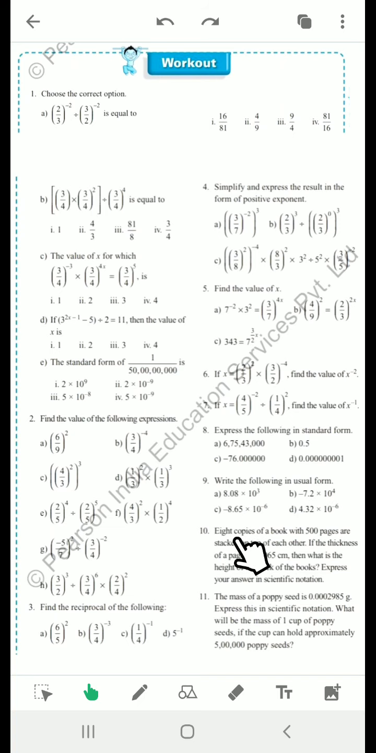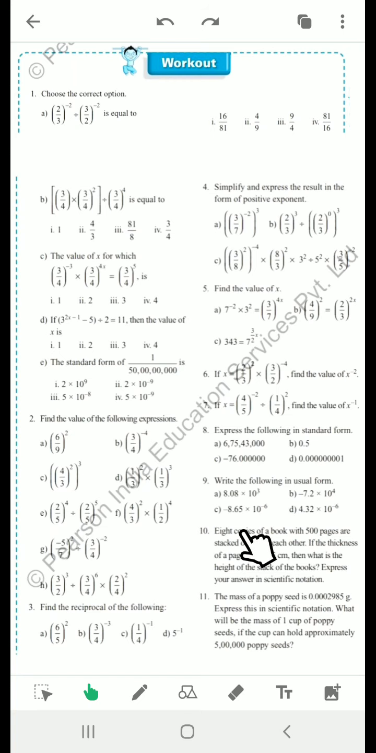In 10th question, 8 copies of a book with 500 pages are stacked on top of each other. The thickness of a page is 0.0065. That means you have kept 8 copies one above the other, 1, 2, 3, 4, 5, 6, 7, like that, one above the other.